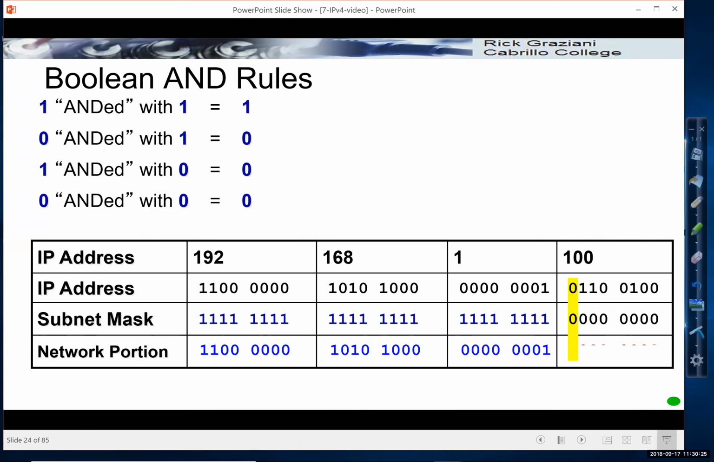All right, so we have zeros now in the subnet mask. And because we have zeros in the subnet mask, guess what? All those values are going to be 0.